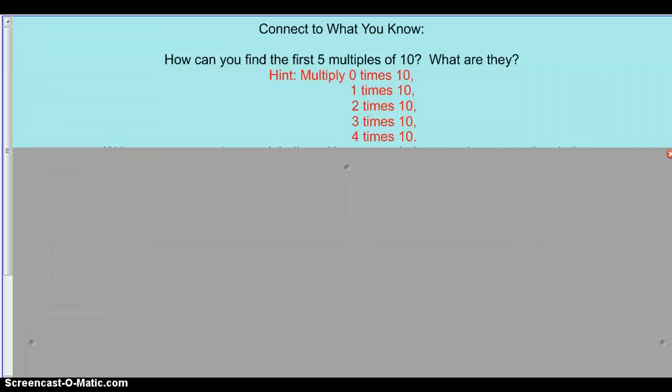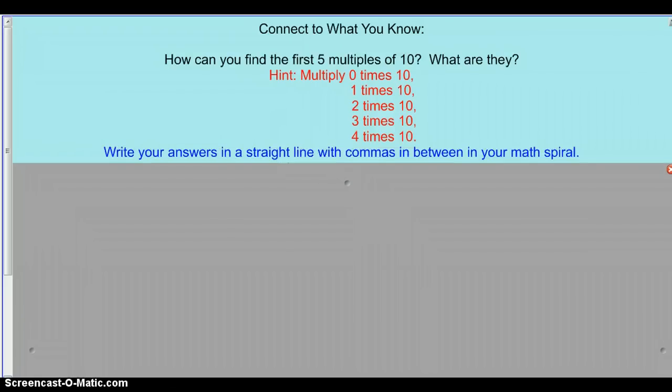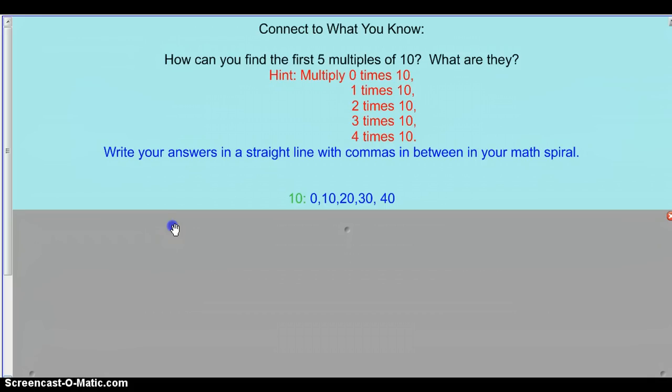Here's a hint, just in case you forget. Multiply 0 times 10, get your answer. 1 times 10, get your answer. 2 times 10, 3 times 10, 4 times 10. Those are the first multiples of 10. Write your answers in a straight line with commas in between in your math spiral. Now, check your answers.